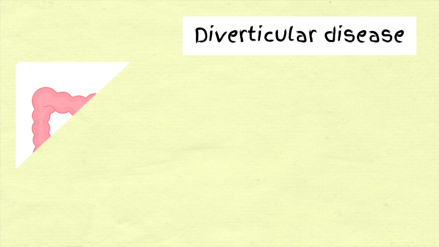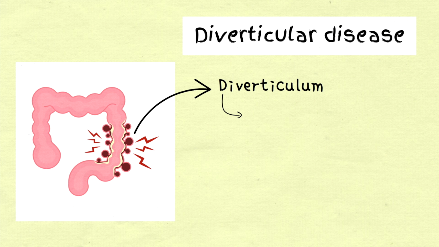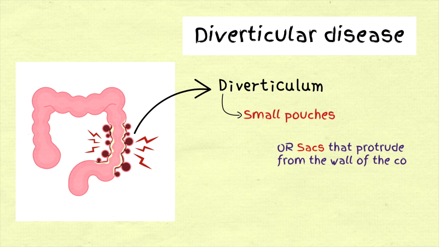Diverticular disease is a condition that affects the large intestine. It is characterized by the presence of small pouches, or little sacs, that protrude from the wall of the colon.